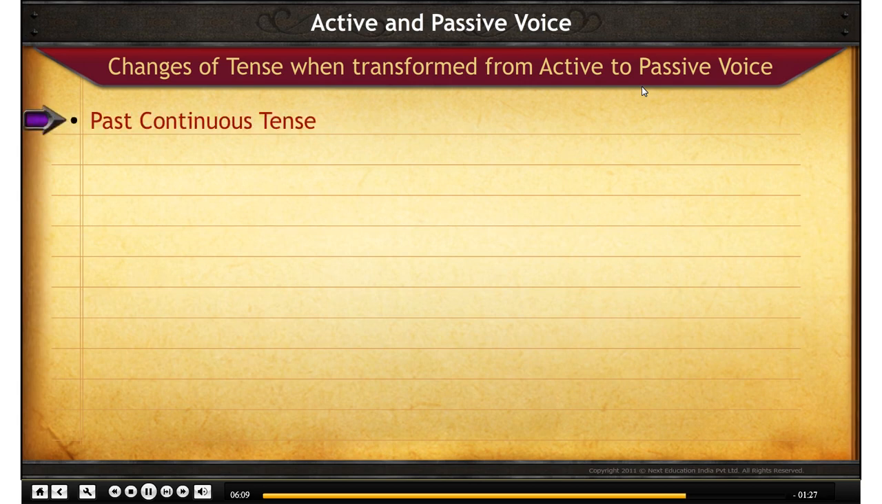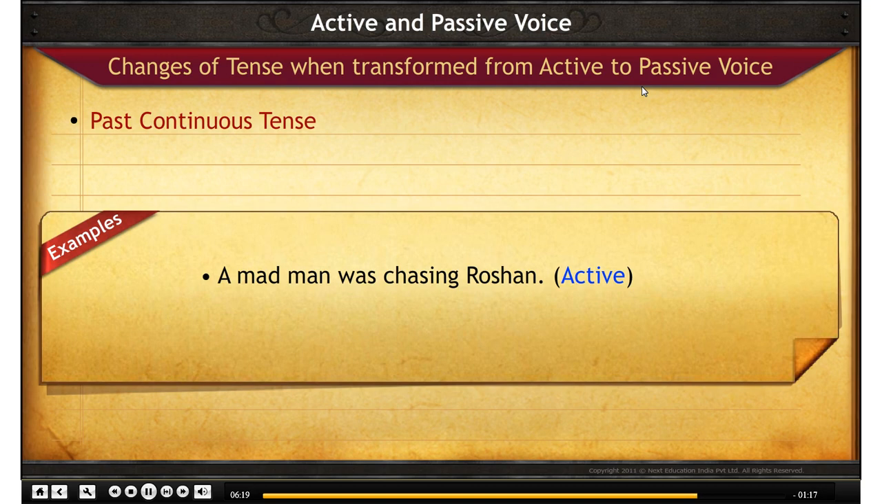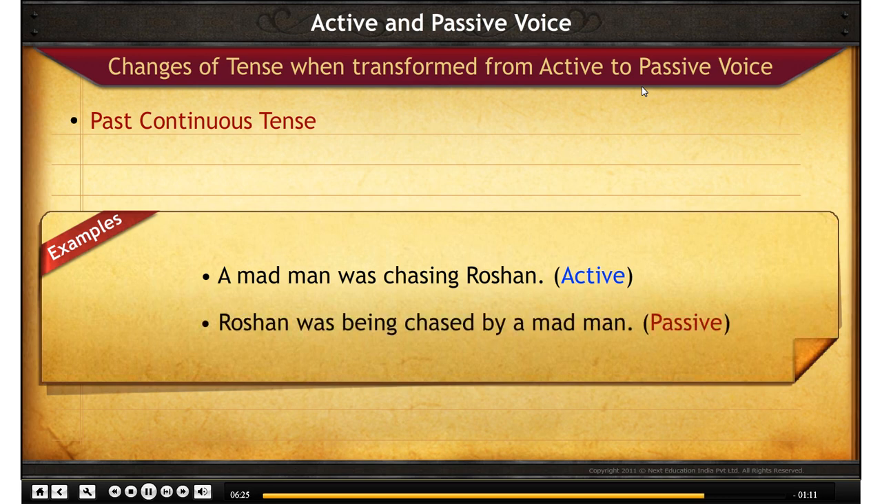Next, past continuous tense. For example, a madman was chasing Roshan is in active voice. When this is changed into passive voice, it becomes Roshan was being chased by a madman.